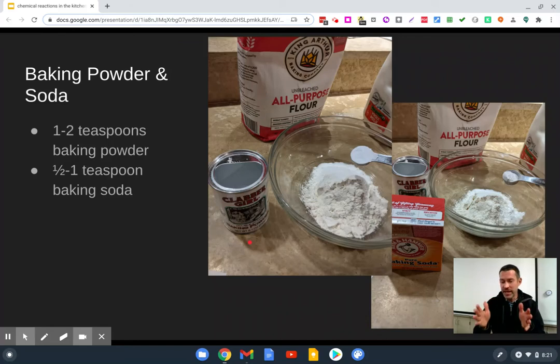So you have a time limit on this, but once you mix those ingredients and you add the liquid ingredients, you have a certain amount of time before you need to get that pancake batter into the pan, and that heat will cause the chemical reaction, and it will produce CO2.